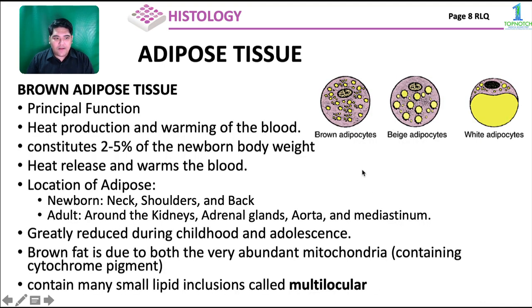And then we have your brown adipose tissue. Ang principal function nito ng brown ay heat production and warming of the blood. Kaya nga sa mga newborn, okay, marami-rami ang brown tissue kasi nga it is a protective factor.